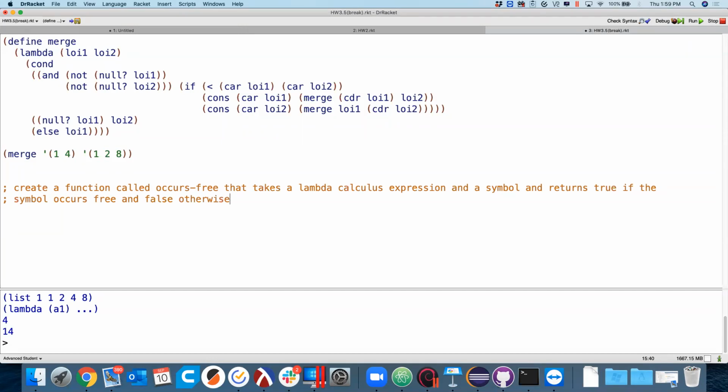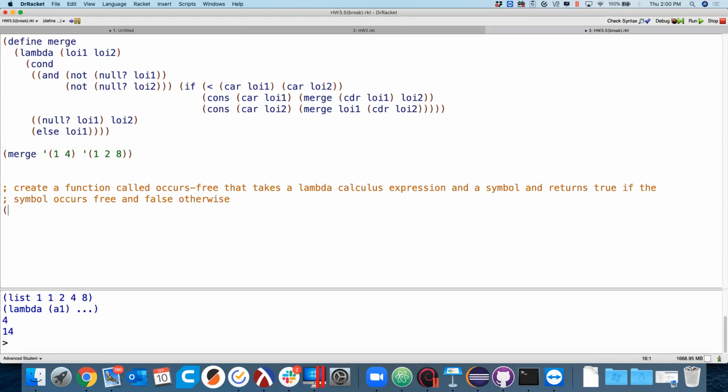So we're writing a function called occurs free that takes in a lambda calculus expression that meets our grammar, that has productions in it, right? It also should take in a symbol, the symbol we're looking for. Does A occur free in this lambda calculus expression? And it will return true if A does occur free and false otherwise.